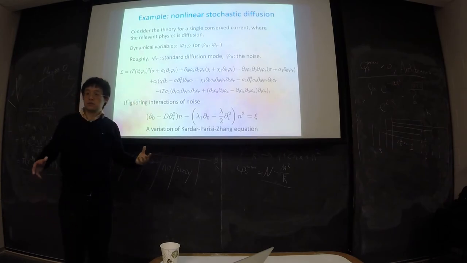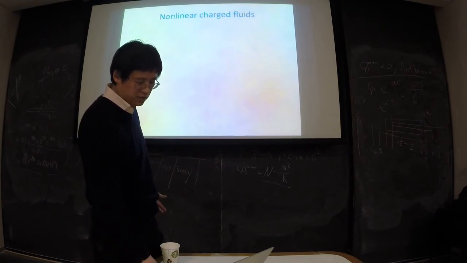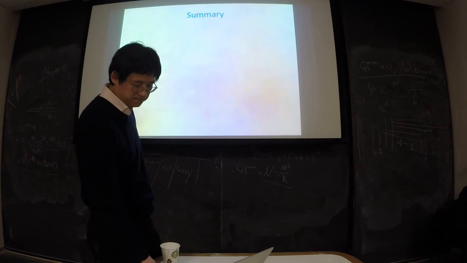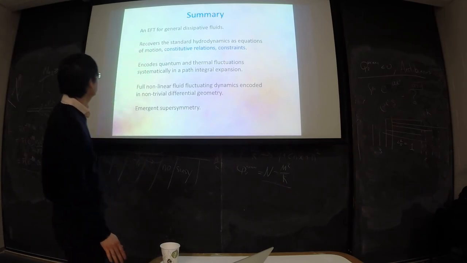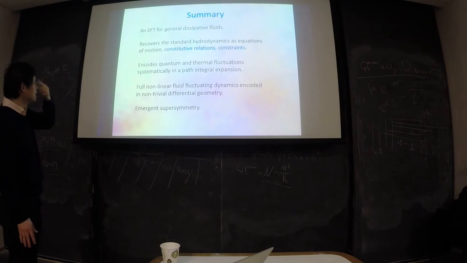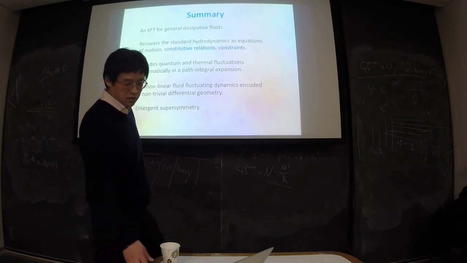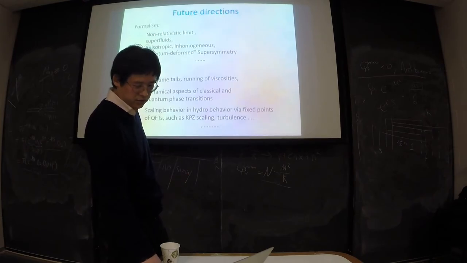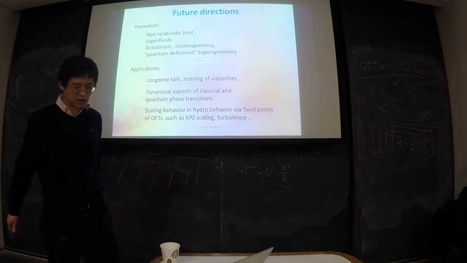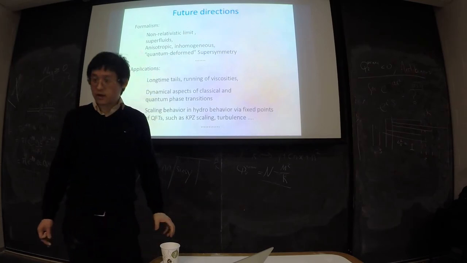But now we have a formalism. You can really understand whether that's a consistent truncation or whether you have missed some relevant terms. And you can also similarly do a charge fluid. Of course, it's much more complicated, but we can write down the most general theory. Okay, let me just summarize. We have written down an effective field theory for general dissipative fluids, and it recovers the standard hydrodynamics, and also encodes the in-principle quantum thermal fluctuations. There are many other directions: you can do non-relativistic, superfluid, and various generalizations, and there are also many possible applications. Okay, thank you.